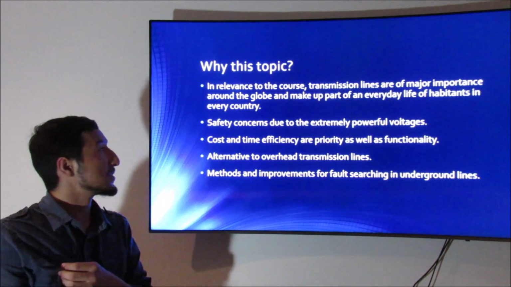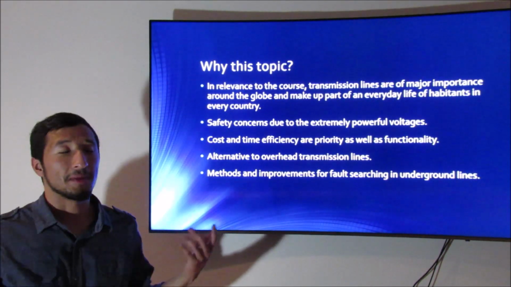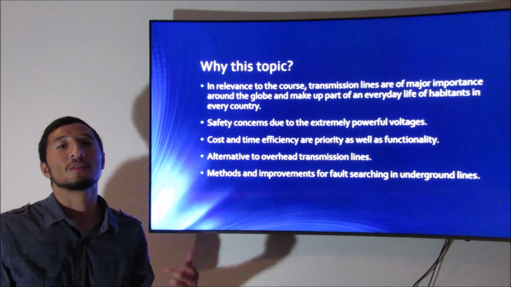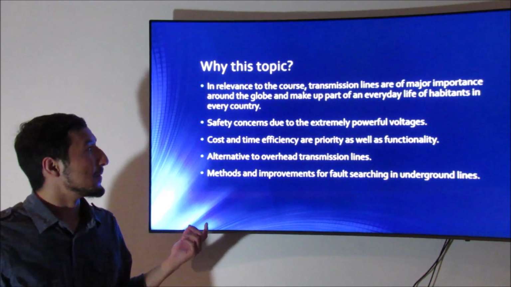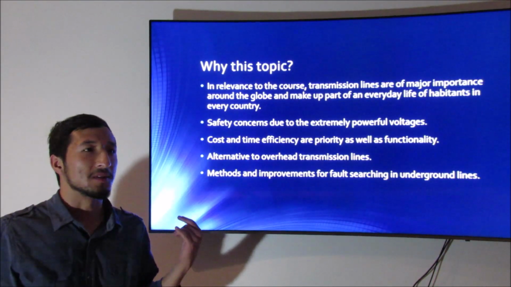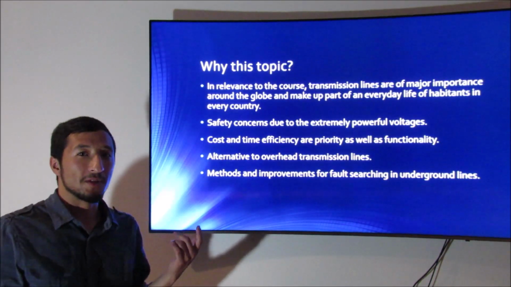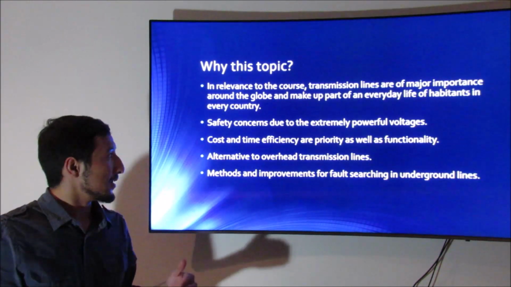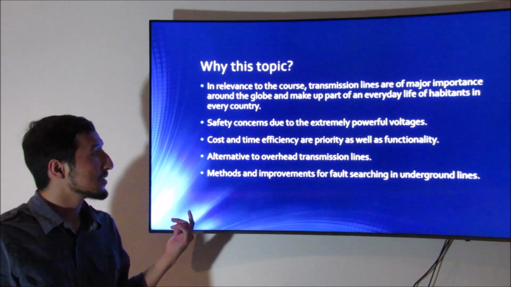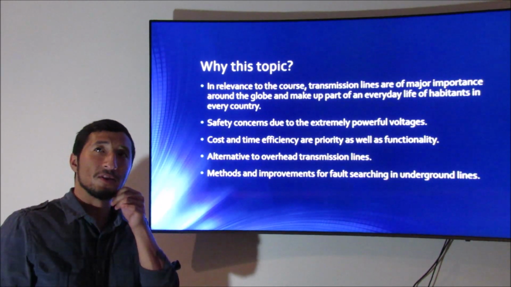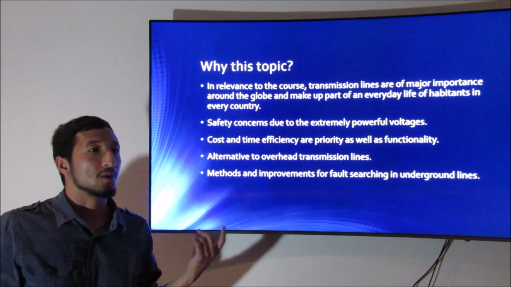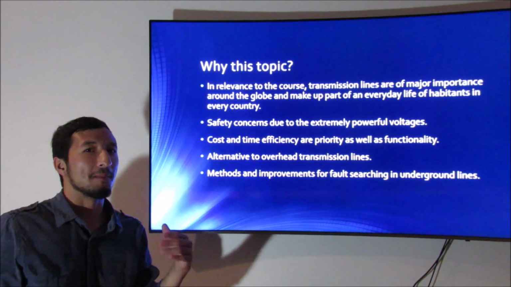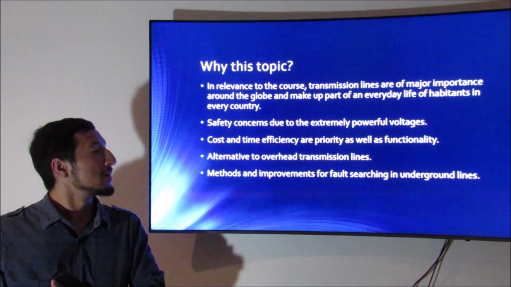The reasons why I chose this topic, guys, it was basically in relevance to the course. Since we did go over transmission lines, I was a little bit more curious about them. I was also concerned with the safety, since overhead transmission lines can happen to be very dangerous during extreme weather conditions. The cost and efficiency were of course main priority in these papers, so that was introduced to me, and that of course made me want to explore more of the actual methods.